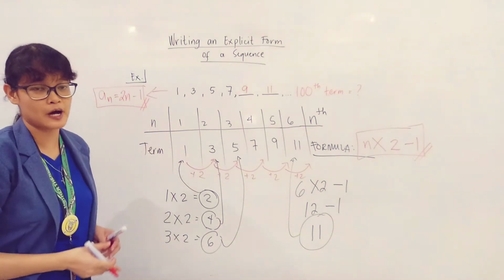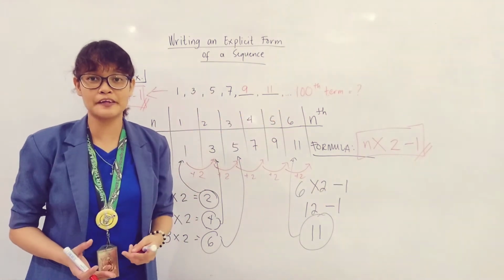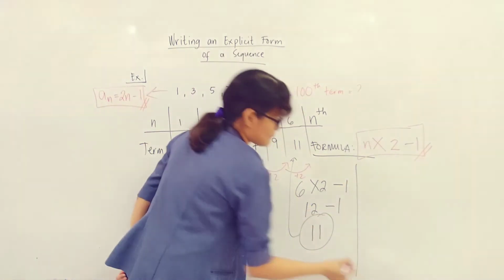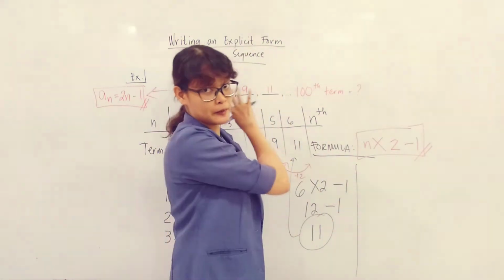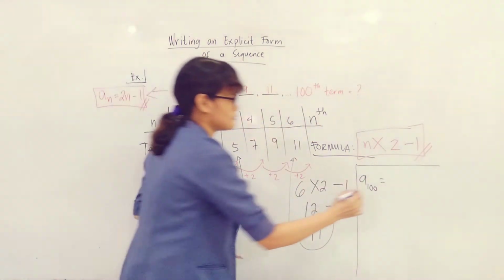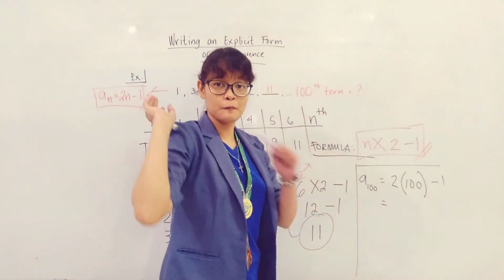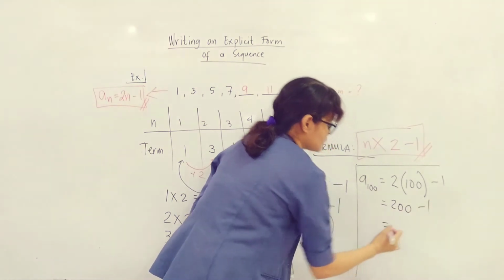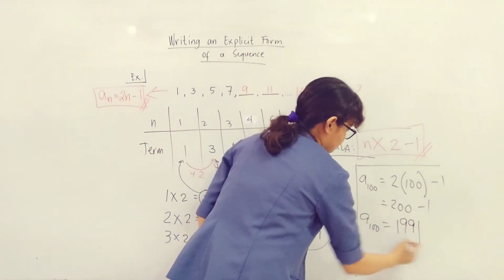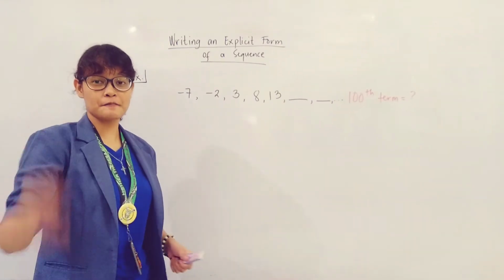And since we have this formula now, we can simply substitute the value of 100 in this formula para mahanap na natin yung value ng 100th term. Following the formula, you have a sub 100, so your n now is 100, then you have 2 times 100 minus 1. 2 times 100 is equal to 200 minus 1, so therefore, your a sub 100 is equal to 199. And that's it.